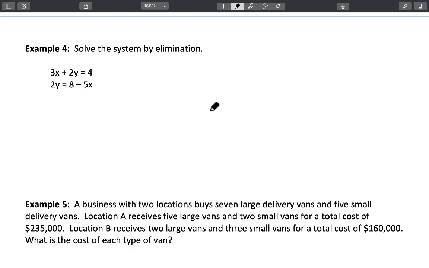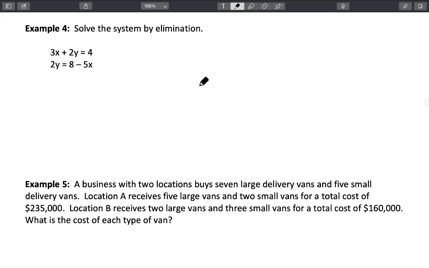All right, for our final example for today, we're going to solve this one last system by elimination, and it throws yet another curveball at us here. So you see we got 3x plus 2y equals 4, and then we have 2y equals 8 minus 5x. So we're going to rewrite this bottom equation by swinging this 5x back over here, and then we're going to have some equations that look a little bit better for us.